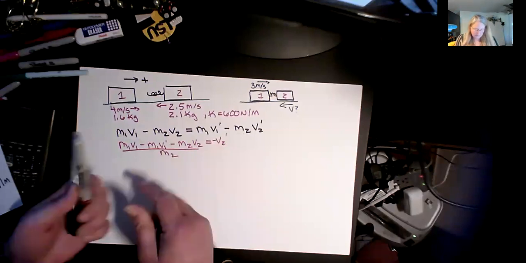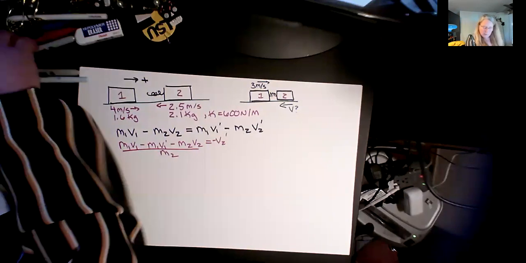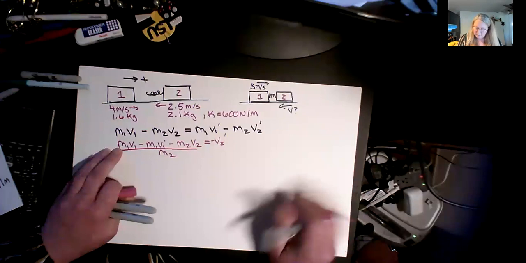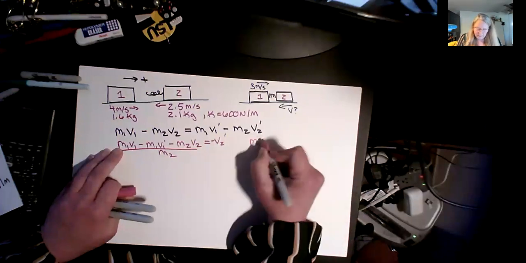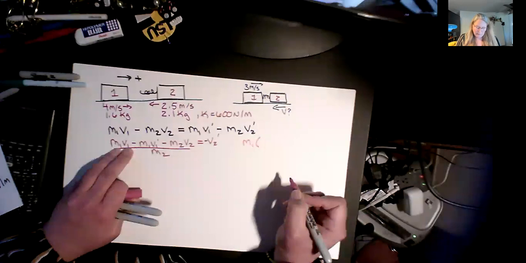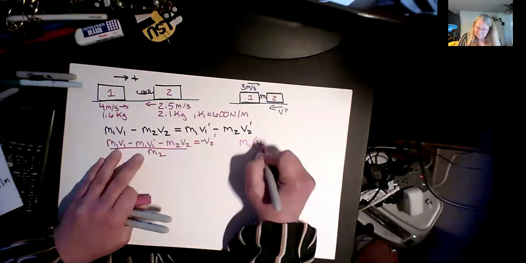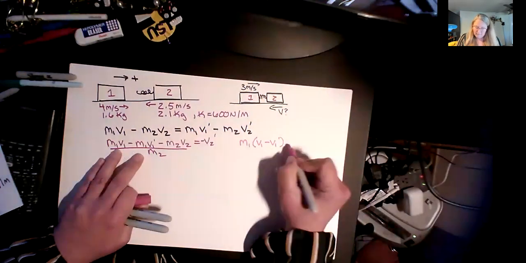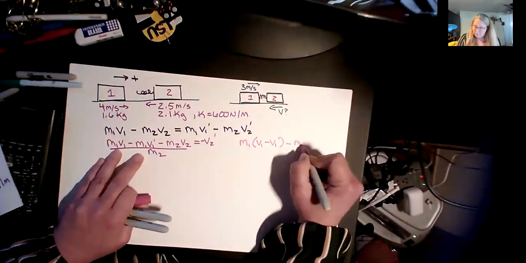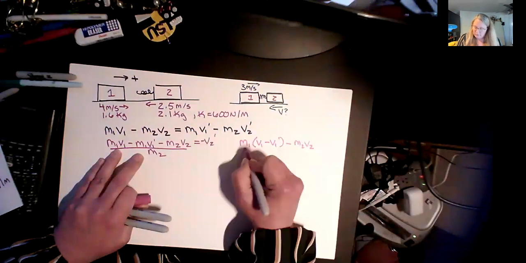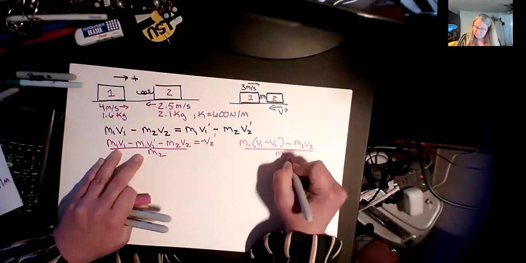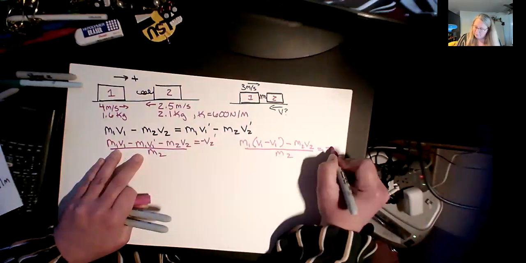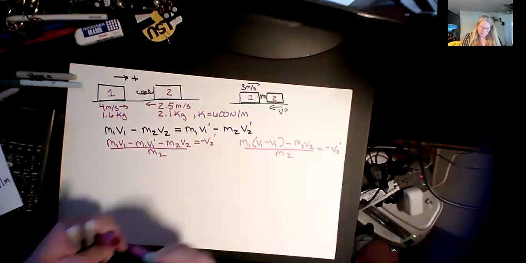Now what I can do here, just to clean it up a little bit, so it's not so much button pushing and it helps eliminate some mistakes, is I can factor out this mass 1 and just go, let's see, then that'll leave me with what? Velocity 1 minus velocity 1 prime minus mass 2, velocity 2, all of that divided by mass 2, and that's going to equal my V2 prime, my negative V2 prime rather. Now let's put numbers in there.